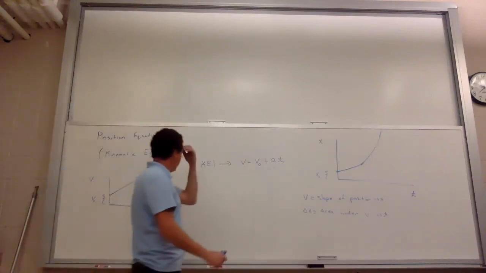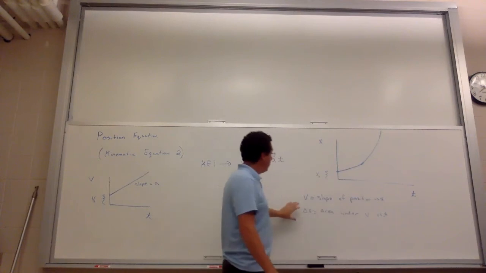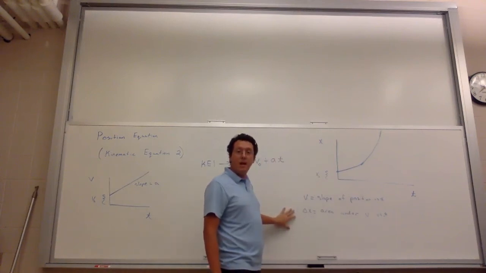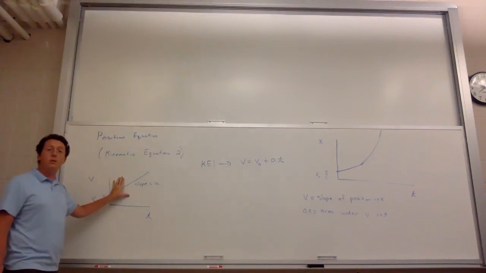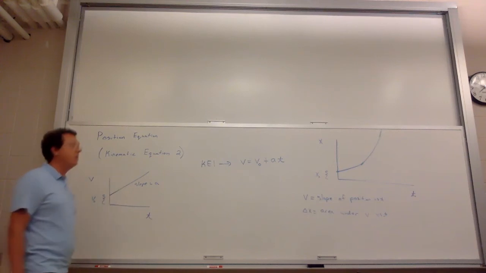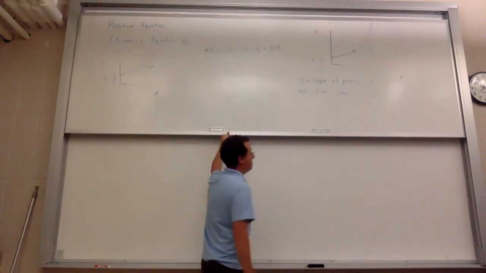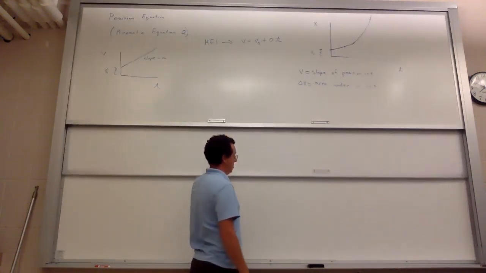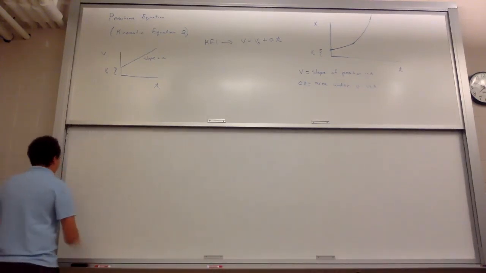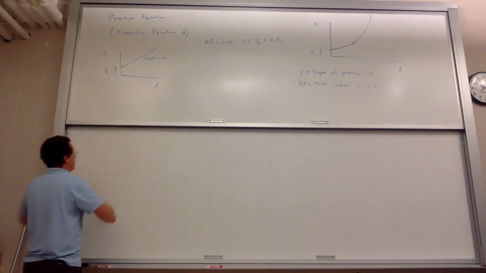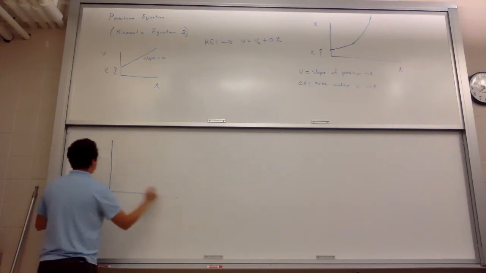Okay. Now we're going to use the second relationship, the area relationship, and our velocity versus time graph, and we're going to turn that into a formula for position as a function of time. I'm going to redraw this graph just because it's useful to have and it's not that complicated.